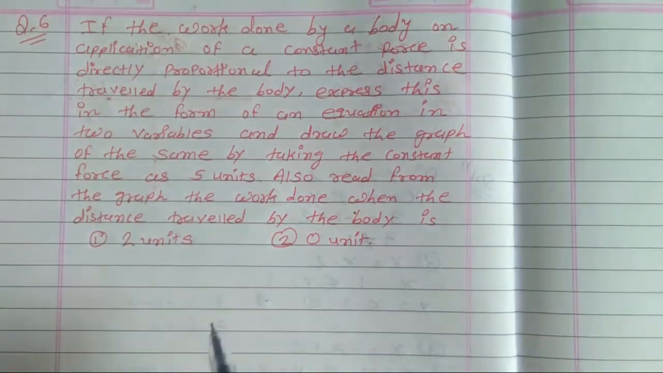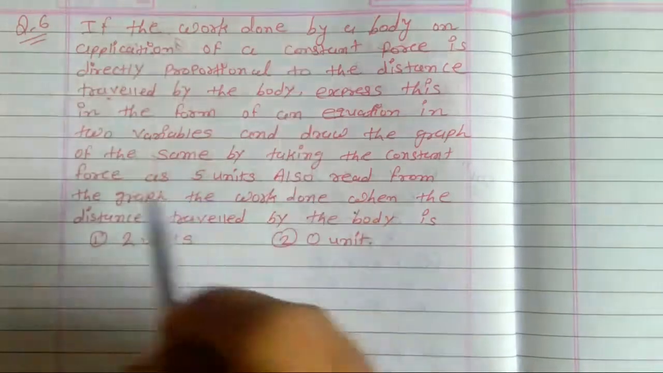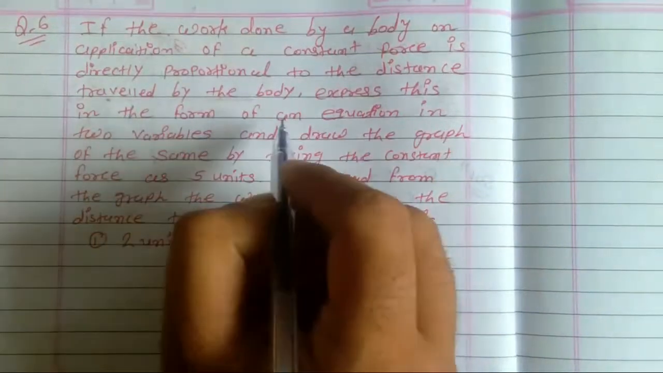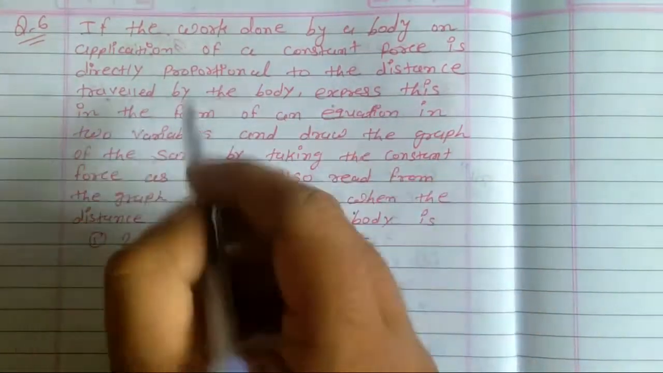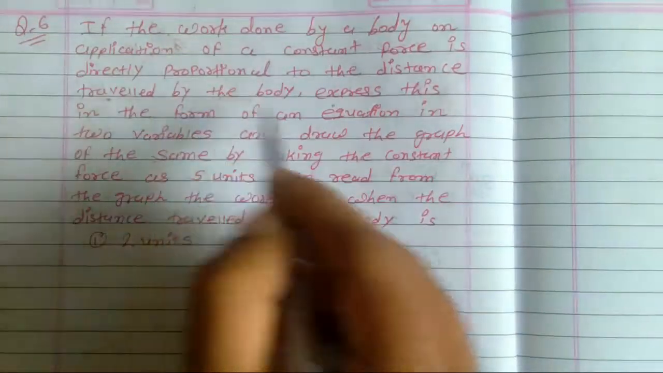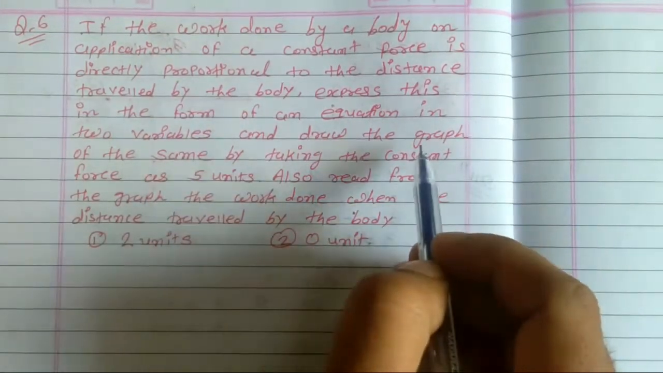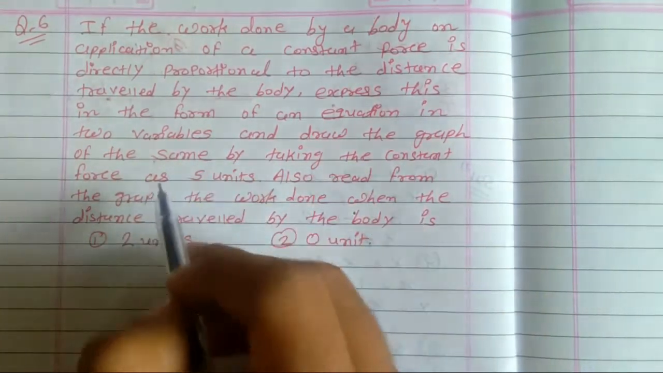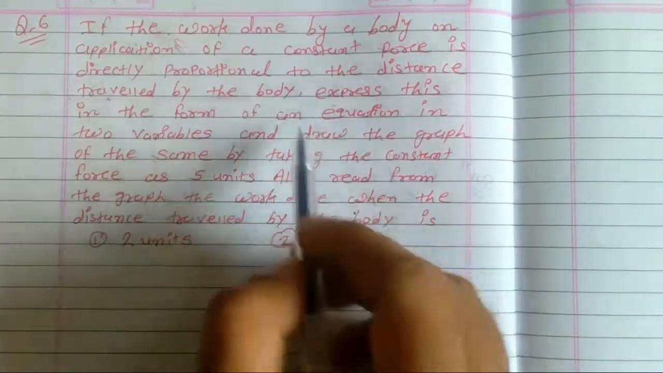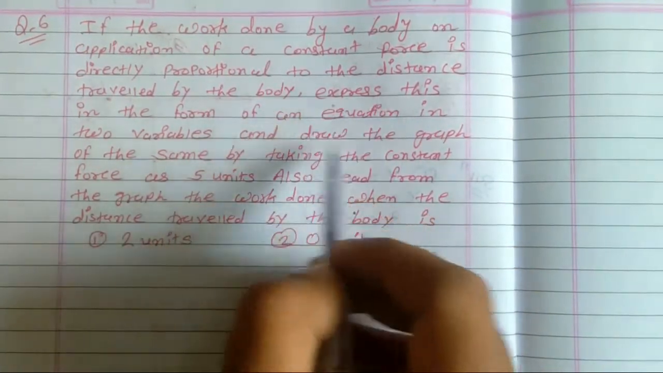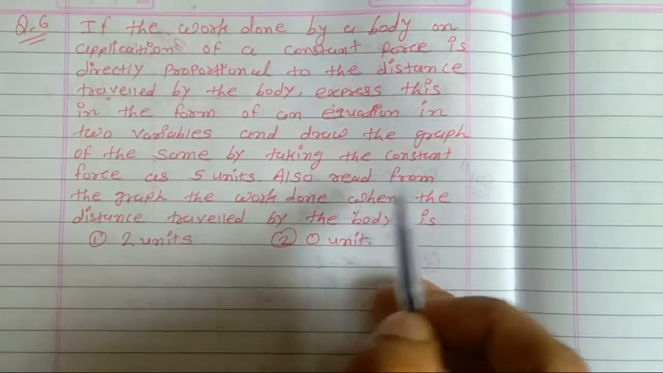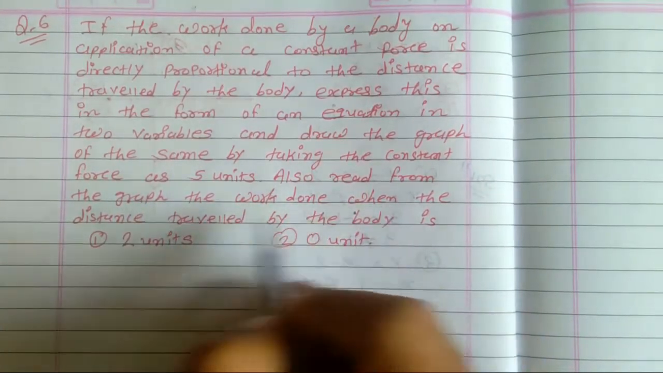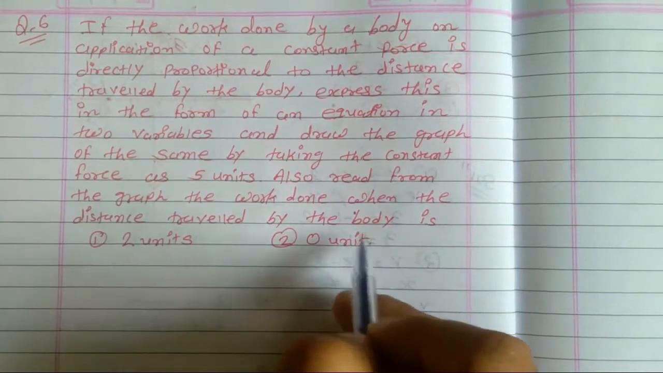So dear friends, we can see that in this question we have three parts. First part is we need to express this condition in the form of a linear equation. Second part is we need to draw the graph of the same by using our linear equation. And third part is we need to read from the graph the work done when the distance traveled by the body is 2 unit and 0 unit.